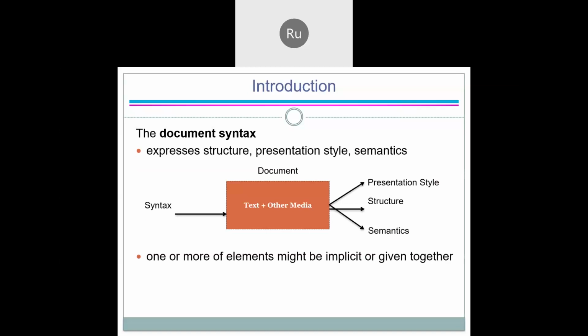So the syntax could contribute to one or more elements. For example, one syntax can affect the style of presenting and also the semantics of the document that we have.